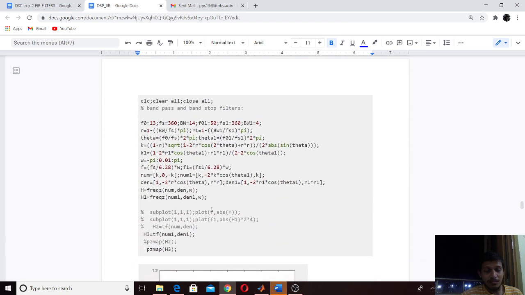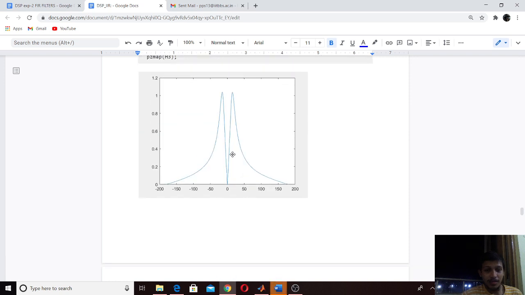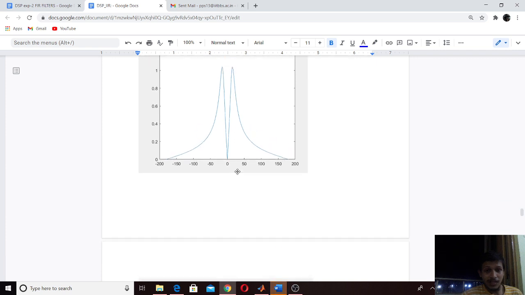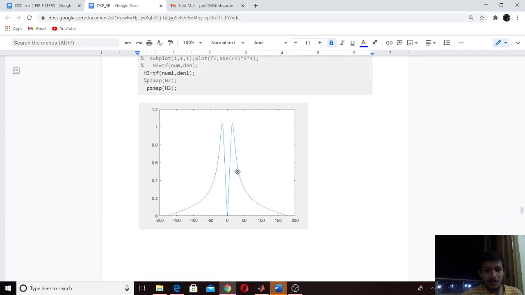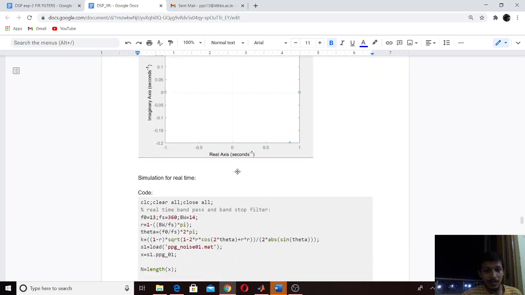This is the code for obtaining the magnitude response and pole zero plot using pzmap, tf and freqz. This is the obtained magnitude response for the band pass filter, which has a center frequency of 13 Hz and bandwidth of 14 Hz. This is the pole zero plot for the band pass filter.